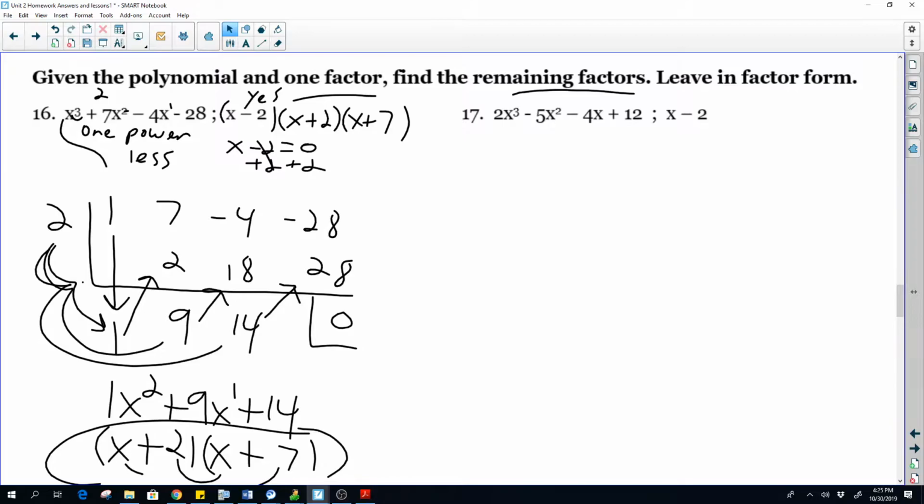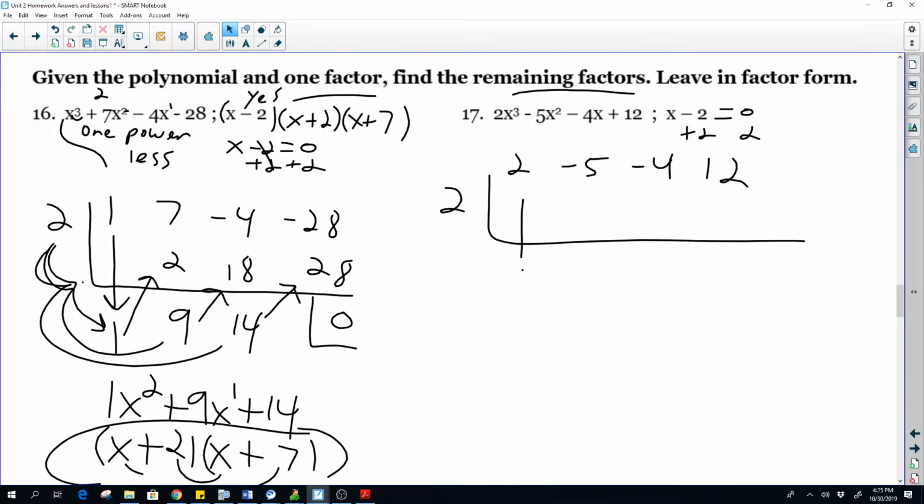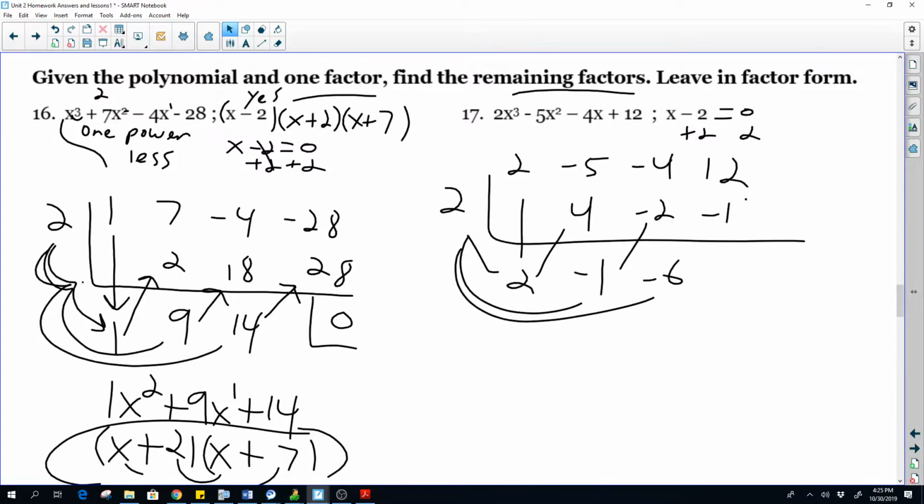So for time's sake, because I think you're kind of getting this, when you do synthetic division, we'll bust it out real quick. Again, a positive 2. So when you do a positive 2 with synthetic division, you've got to bring down the 2. The numbers are 2, negative 5, negative 4, 12. Bring down the 2. 2 times 2 is 4. 4 with the negative 5 is negative 1. 2 times negative 1 is negative 2. Negative 4 and negative 2 is negative 6. And then 2 times negative 6 is negative 12.